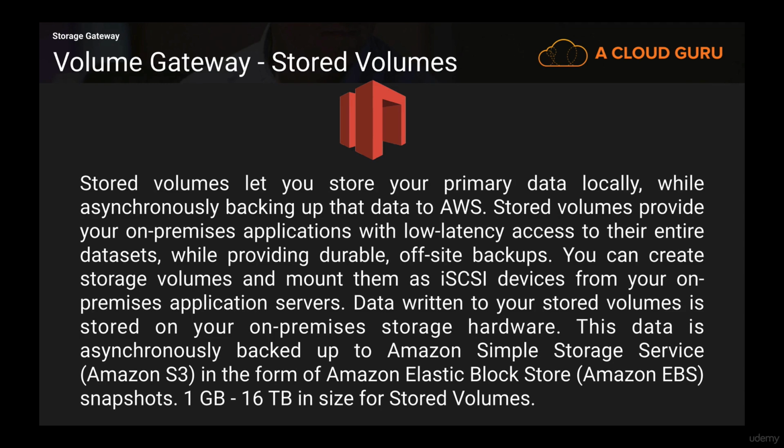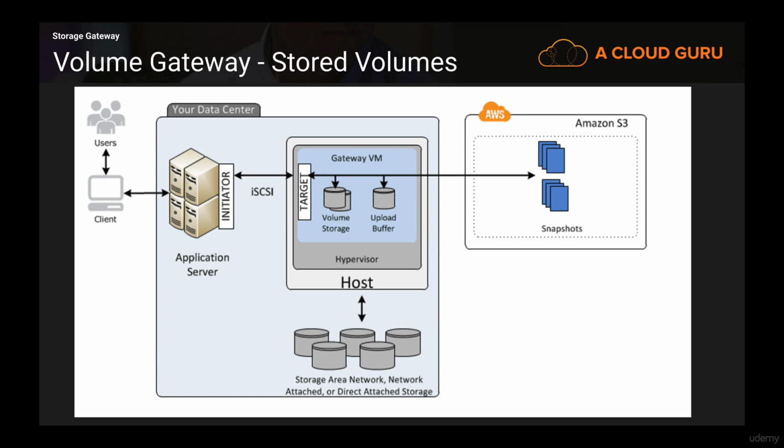So basically it's taking snapshots of the data and sending this up to S3. And remember, those snapshots are incremental. So essentially the size that you can do for gateway stored volumes is anywhere from 1 gig all the way up to 16 terabytes in size. And if you want to have a diagram as to what it looks like, it's pretty simple.